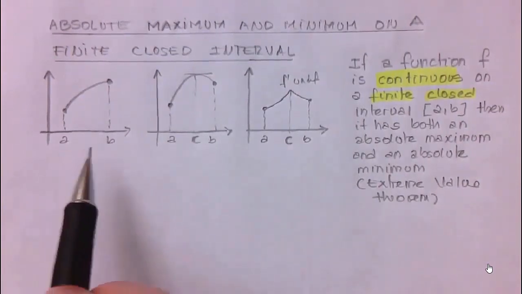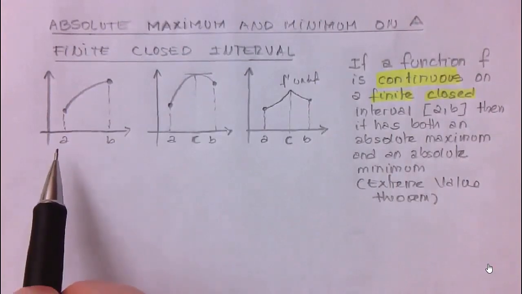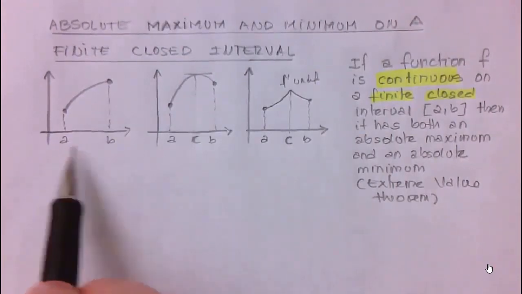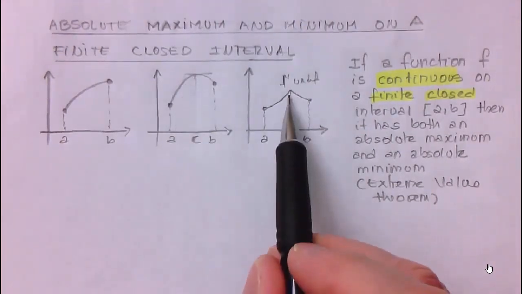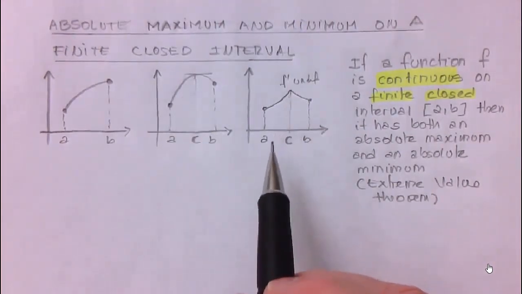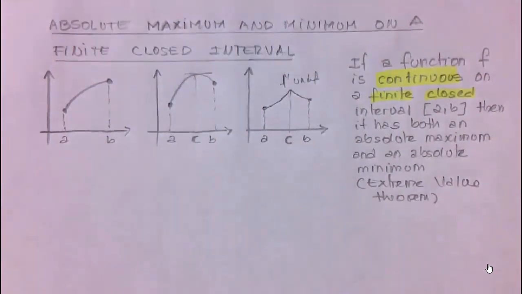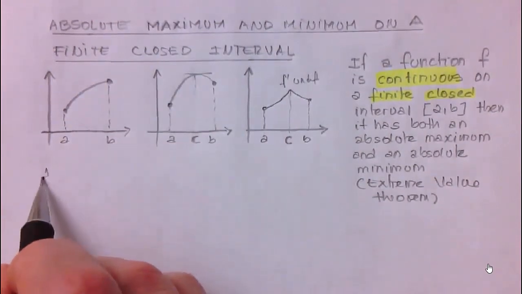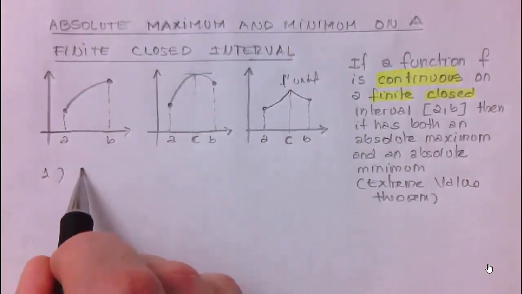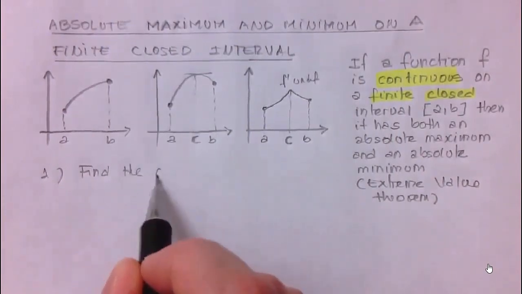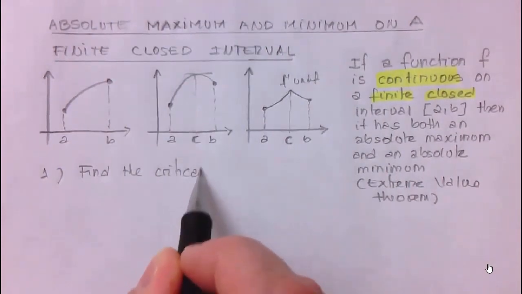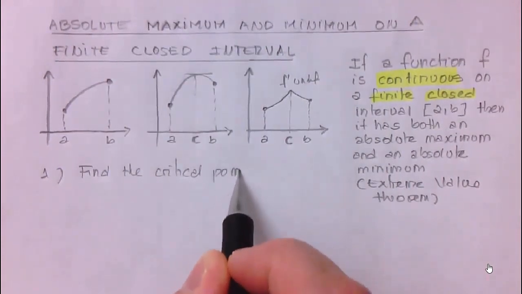So how do we find the absolute maximum and minimum points in a finite closed interval? The absolute extrema could happen at the ends of the interval, could happen at stationary points, or could happen at points where the derivative is undefined. So how do we find the absolute maximum and minimum? First, find the critical points in the open interval.